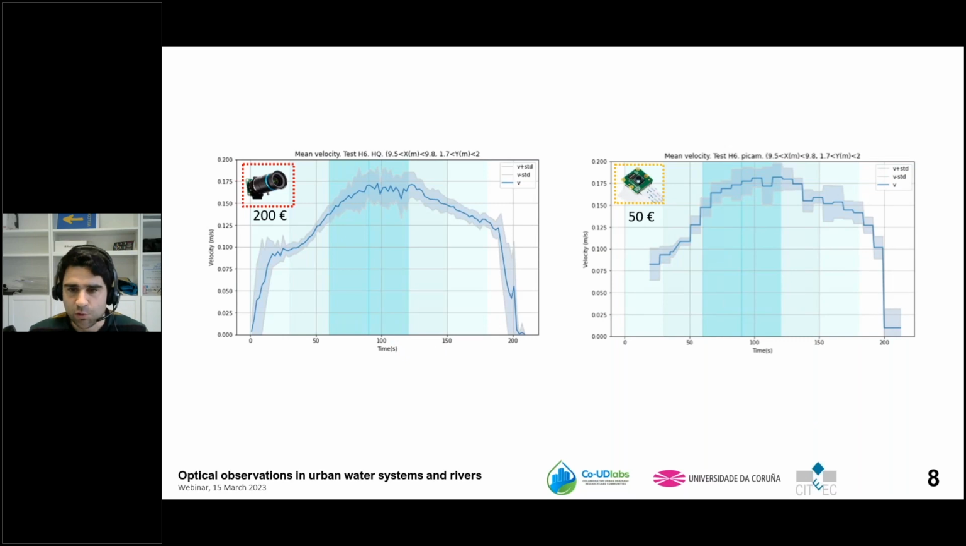And also, the cheapest one has some problems at the beginning because of the low resolution and the wider area that we are covering. In the first moments of the test, there are fewer bubbles on the surface, so it has some difficulties, and we also have a little less resolution in the measurement, but both results are fitting quite well.